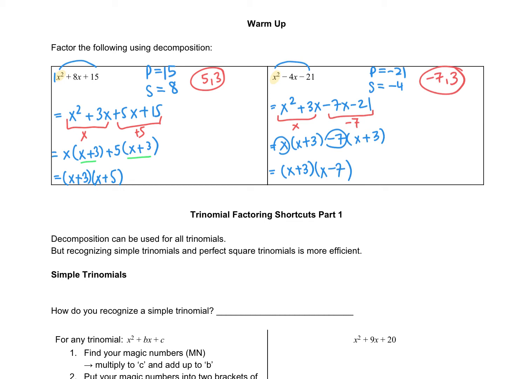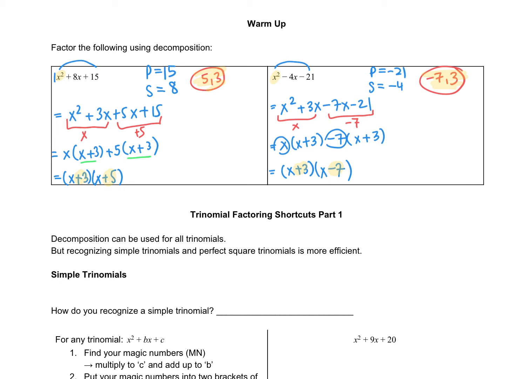And again, you will notice that both brackets start with x. Now what I want us to look at carefully are the numbers inside the brackets. You will notice that the numbers inside the brackets match the magic numbers. So these are called simple trinomials because the coefficient in front of x squared is just a 1. When you do your product and sum, once you have your magic numbers, you can actually skip the middle steps of decomposition and go to the very end.